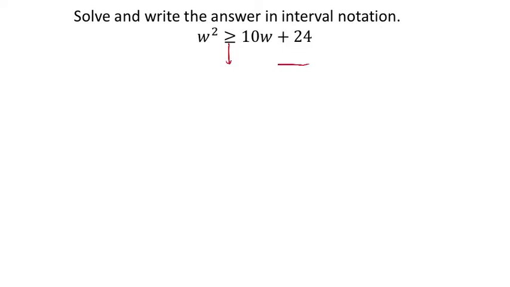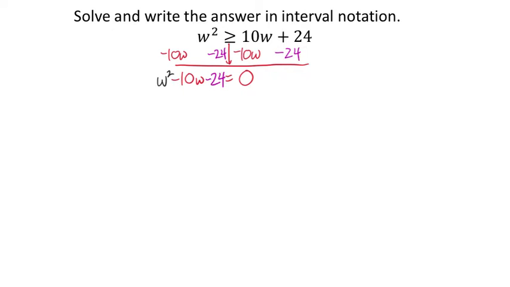Again, I'm not really treating it like an inequality, but an equality. What I'm going to do is force this to equal 0. So to do that, I would have to subtract 10w from both sides, so minus 10w. But also, I would have to subtract 24 from both sides, so minus 24. I know that's kind of weird looking on the left, so I'm going to arrange this in descending order. So I'd have the w squared minus the 10w, and then minus the 24.